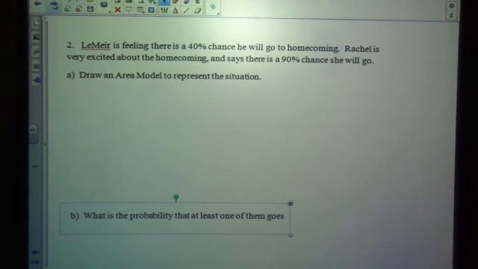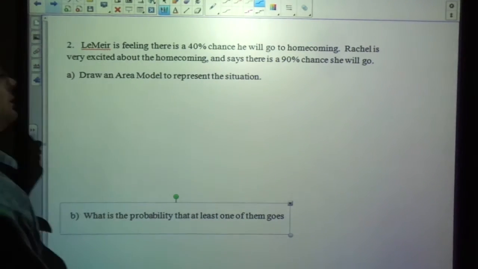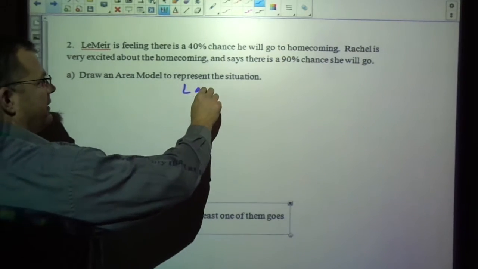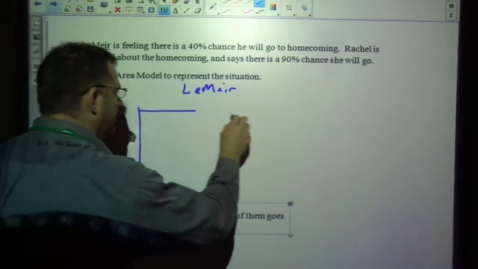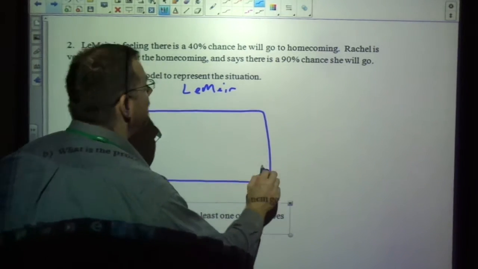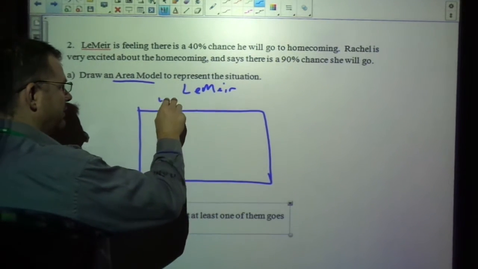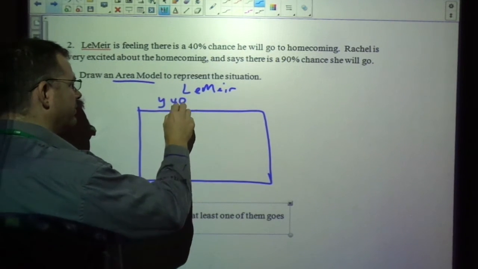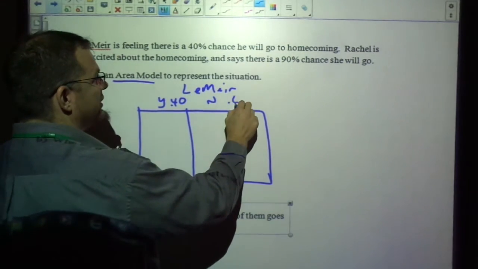Next problem. We've got Lemire and Rachel going to homecoming. These are independent events and there's only 2 of them, so let's think about an area model here. It says draw an area model. Lemire thinks there's a 40% chance he's going to go. So this is his yes, and it's 40%. Let's do a little bit less than half, and his no is 60%.